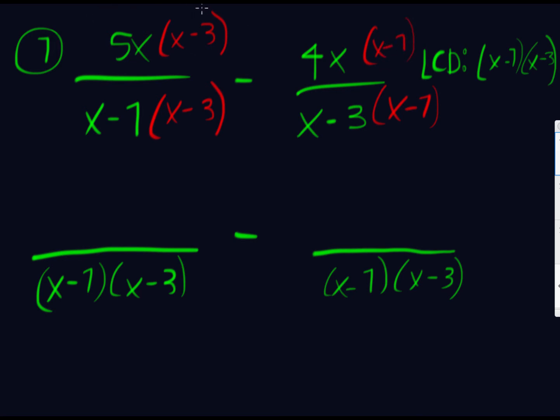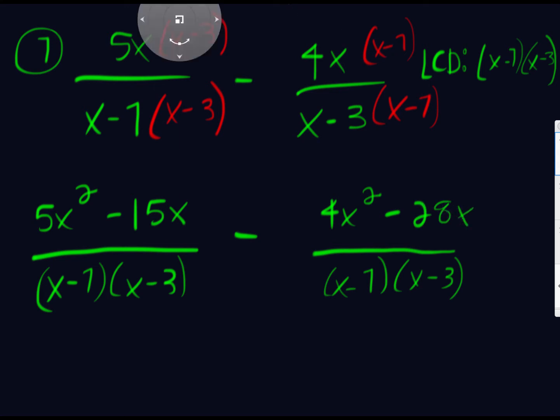So let's multiply all of this out. In that numerator, we have 5x times x, which is going to give us 5x squared. Then we have 5x times negative 3, so negative 15x. In that second expression, we have 4x times x, so that's going to be 4x squared. And we have 4x times negative 7, so that's negative 28x.